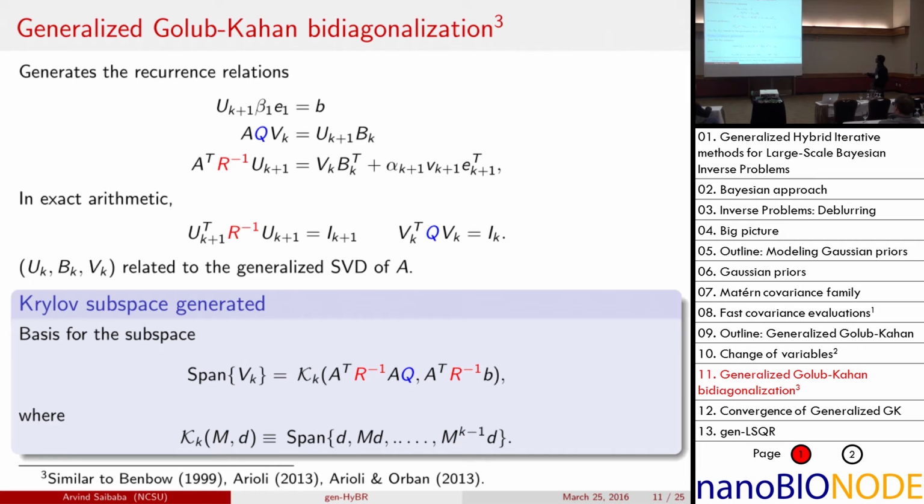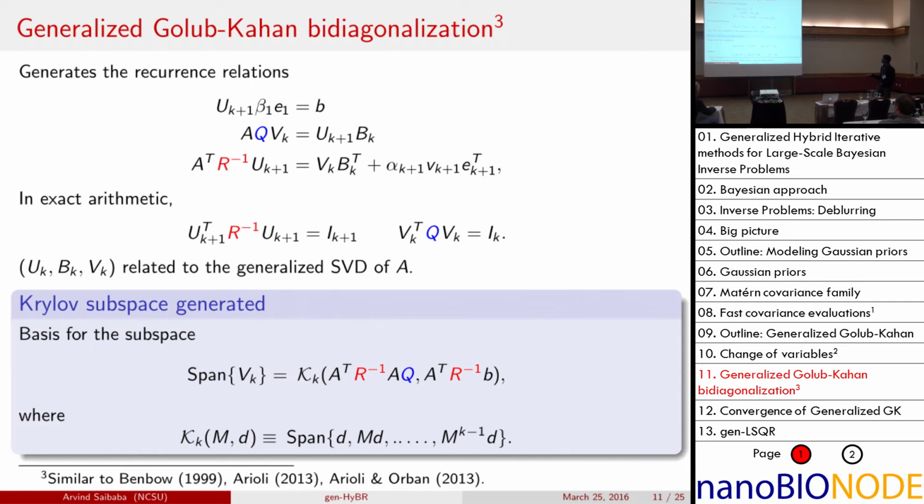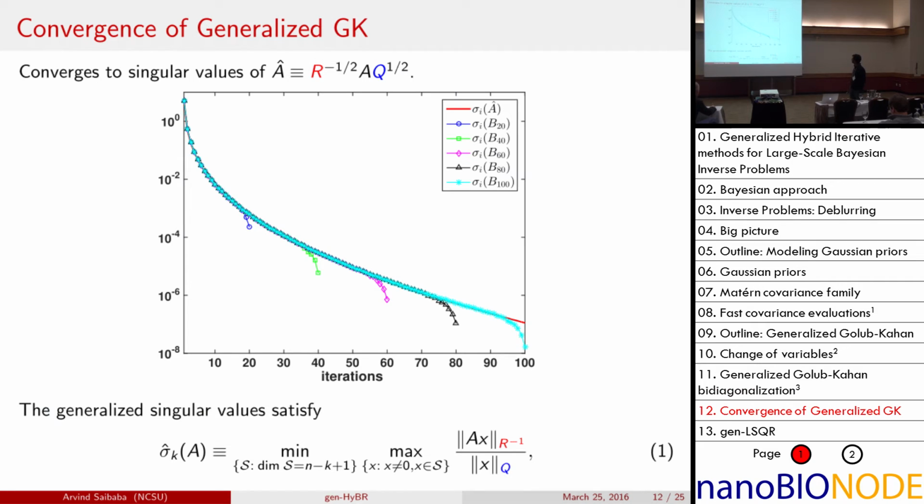And you can work out what the Krylov subspace that is generated, and you see that this is precisely the operator that I'm looking for here. And just as a reminder, the Krylov subspace is the span of powers of a matrix times a vector. Okay, so what are these generalized singular values?